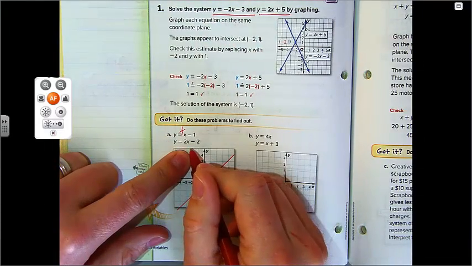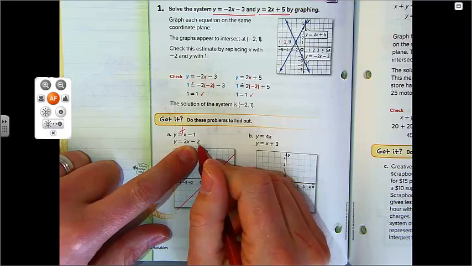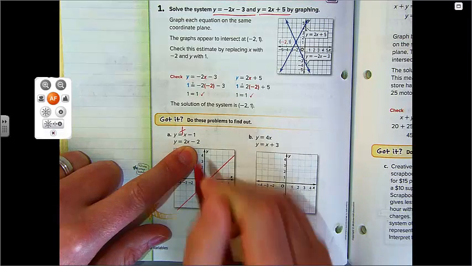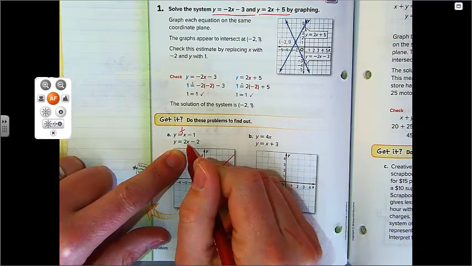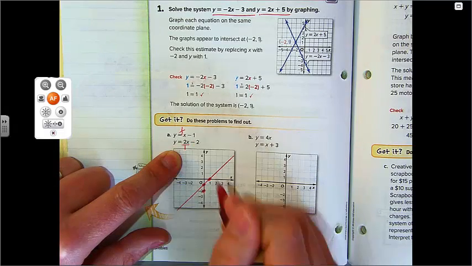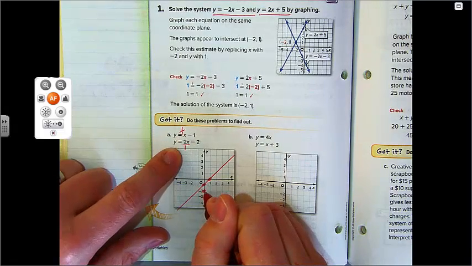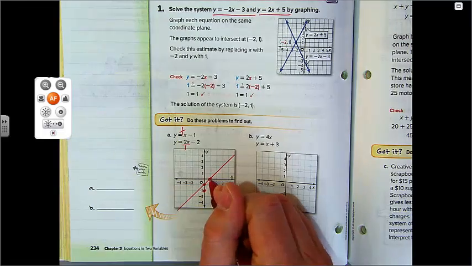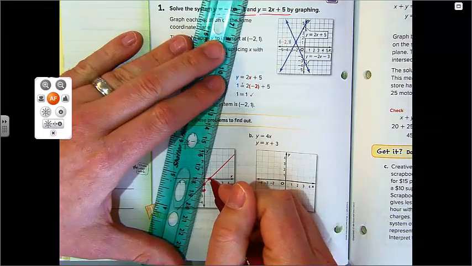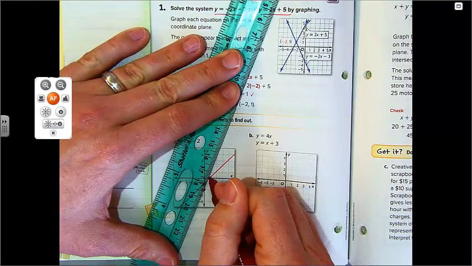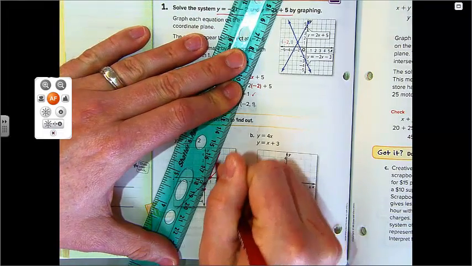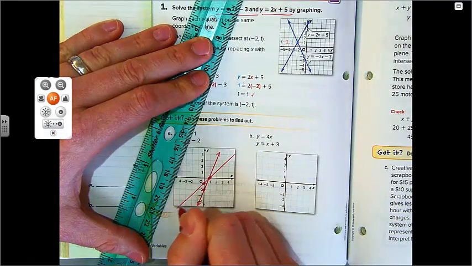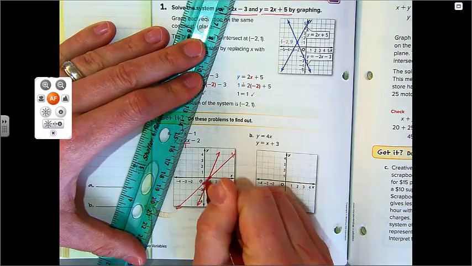Then for the second one, it says -2 is my b. So I'm starting here, down 2. Then from there, my slope is up 1, and then I have to make it a fraction over 1. So I go up 2 over 1. So I go up 1, I go up 2, and I go over 1. So I go through this point again, and I'm going to use a straight edge and make that line. So the solution is where these 2 lines meet, which is right here.